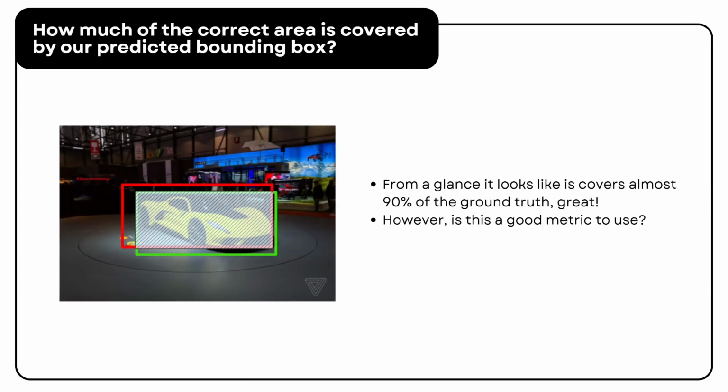So let's continue our evaluation of bounding boxes. This time, focusing on how much of the correct area is actually covered by our predicted bounding boxes. In this image, the green box again represents the ground truth. The red box is our model's predicted bounding box. And this shaded region shows the overlap between the two boxes. Now, just by looking at it, we might say, hey, the red box covers maybe 90% of the green box. Well, that seems pretty good.